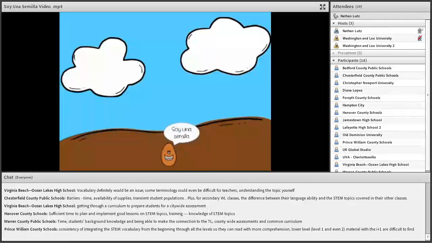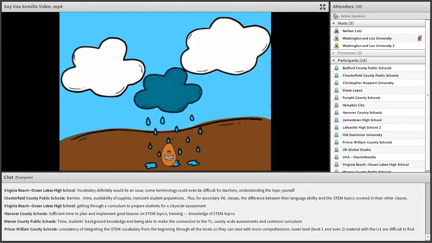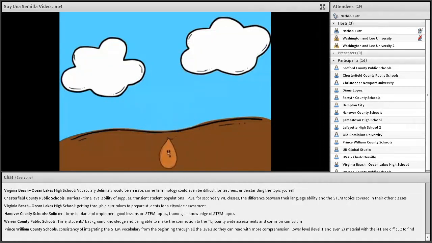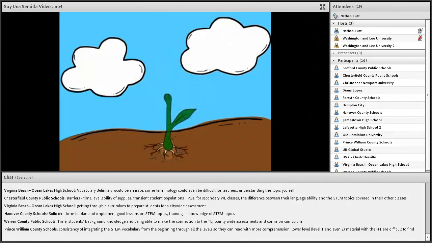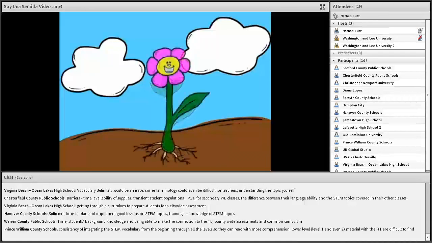Soy una semilla, vivo en la tierra. Dame agua, ponme sol y me verás crecer. Soy una semilla, vivo en la tierra. Dame agua, ponme sol y me verás crecer.